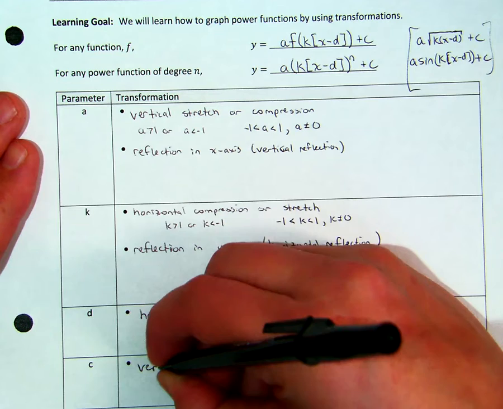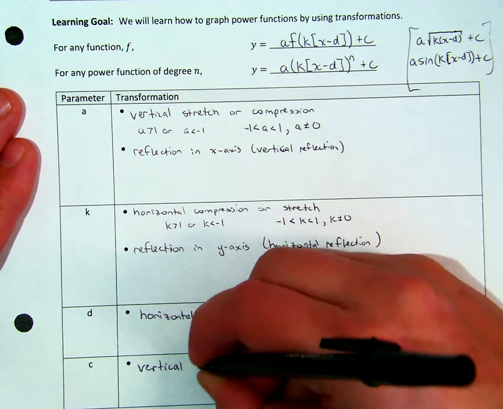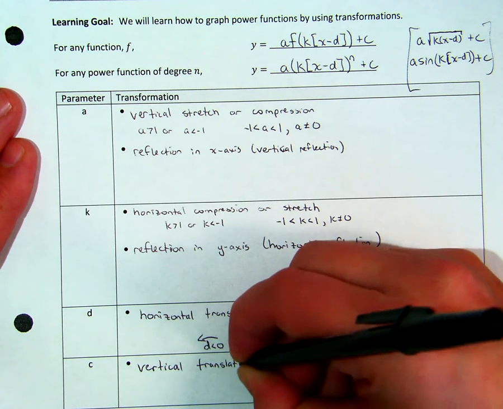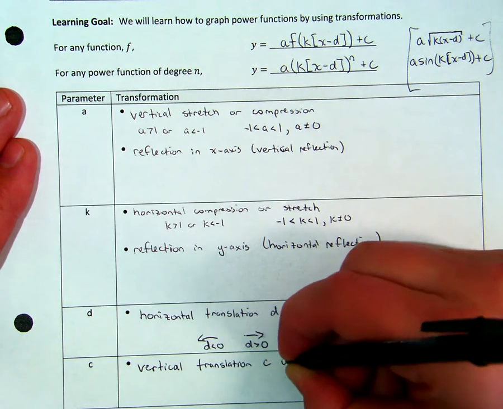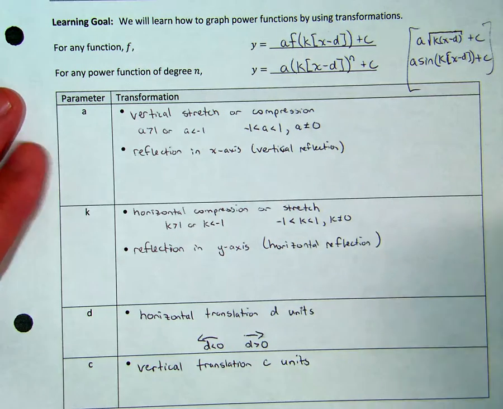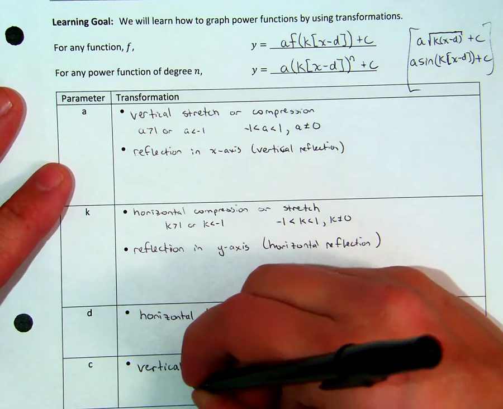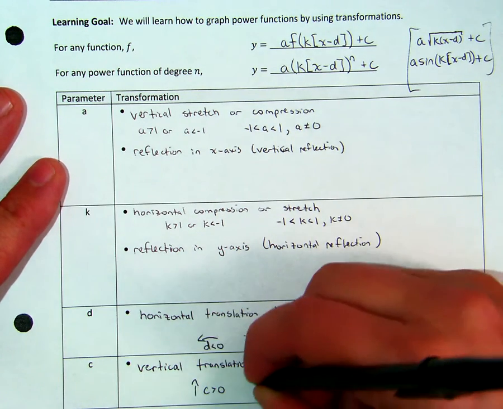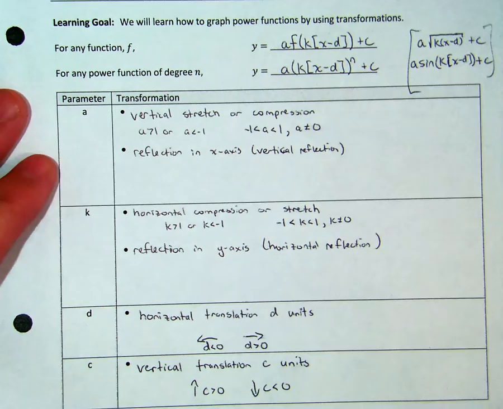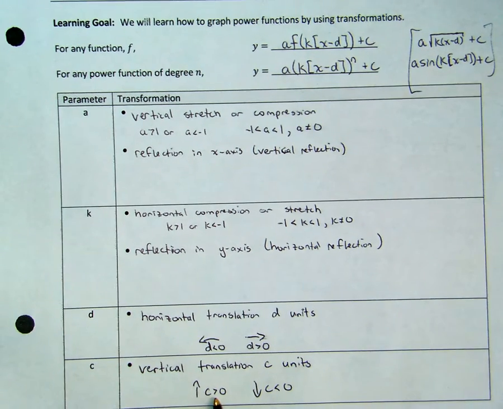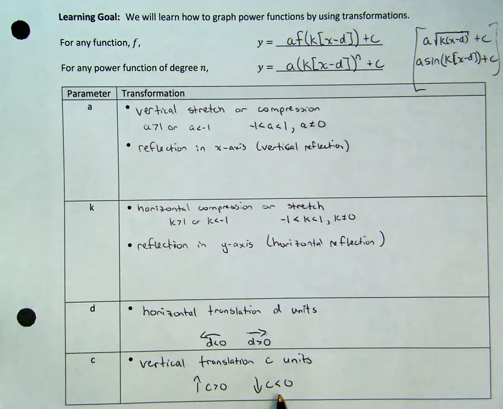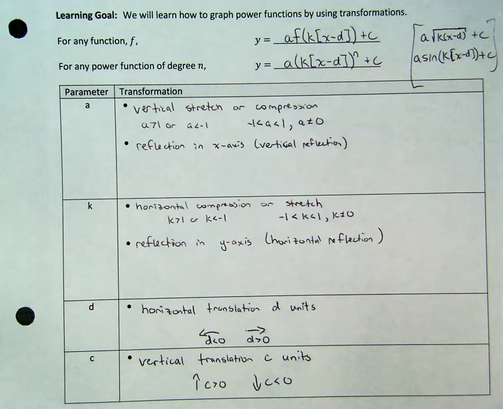C would be a vertical translation. We'll see that in a second. So C would be a vertical translation by C units. And if C is positive, it's going to be up. If C is negative, it's going to be down. So if C is greater than 0, it's positive, so it's going to go up. If C is less than 0, it's negative, it's going to go down. Okay.